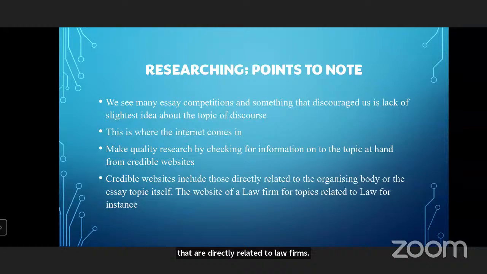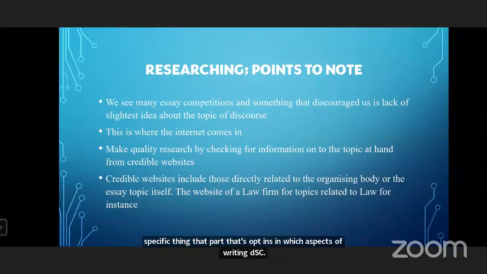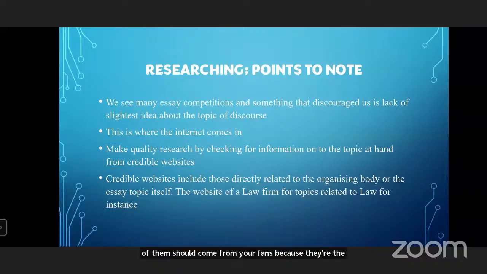And this doesn't necessarily mean that your references must come solely from law firms, but most of them should come from law firms because they are the ones that can outrightly state the specific thing that obtains with respect to writing the essay. So yeah, I said credible websites include the website of a law firm for topics related to law, for instance.